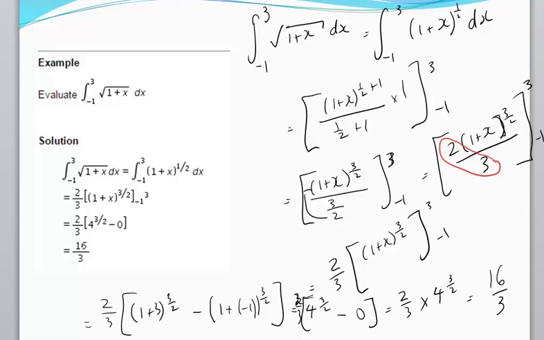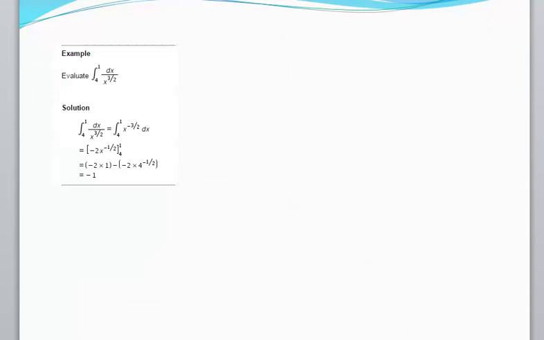Okay, so if we move on to our third example here. Here we want to evaluate, between 4 and 1, dx divided by x to the power of 3 on 2. So we said before, when we just wrote dx, that meant 1 times dx. So we're integrating between 1 and 4, 1 on x to the power of 3 on 2 dx.